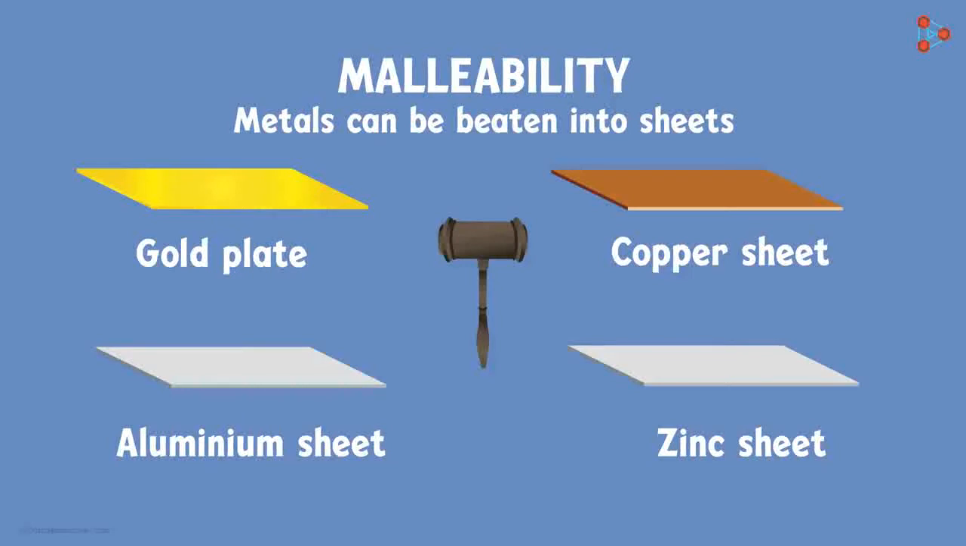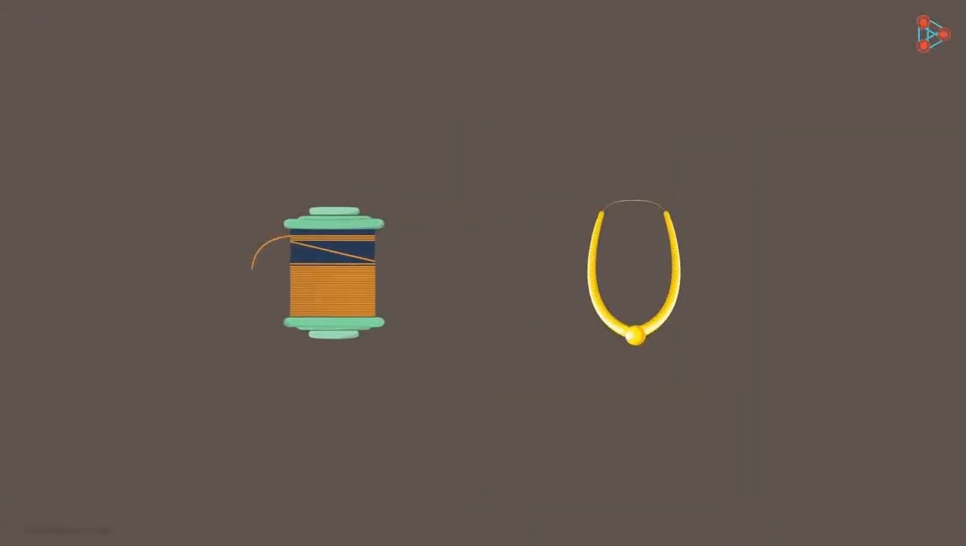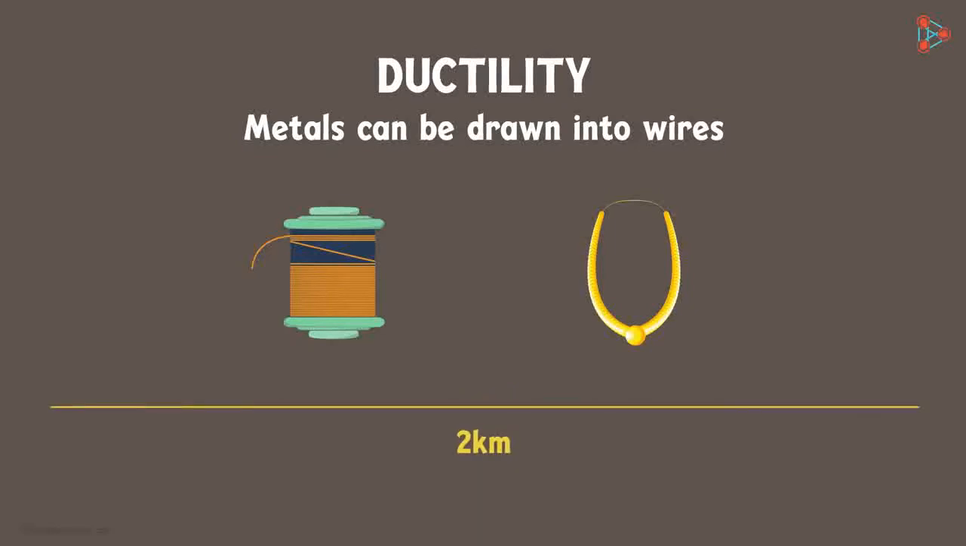Do you know another important property of metals? Have you ever seen copper wires or thin gold wires used to make jewelry? Metals, by nature, can also be drawn into wires. Do you have any clue as to what this property is called? It's called ductility of metals. The ability of metals to be drawn into wires is called ductility. There is an amazing fact I want you to know. A single gram of gold can be drawn into a 2-kilometer long wire. Isn't that amazing? Well, there are some more interesting properties of metals which we will learn in our next lesson.